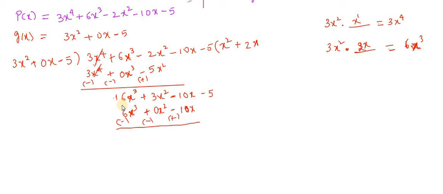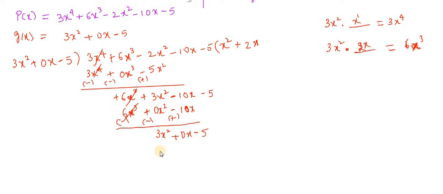So now you can change the signs. Your plus 6x cube is there, you change it and get minus 6x cube, and here minus 0x square, and here plus 10x. So now what do we get? Here plus 6x cube minus 6x cube get cancelled. Then plus 3x square minus 0x square, so it remains with 3x square only. Then plus 10x and minus 10x get cancelled. So it remains with 3x square plus 0x minus 5.